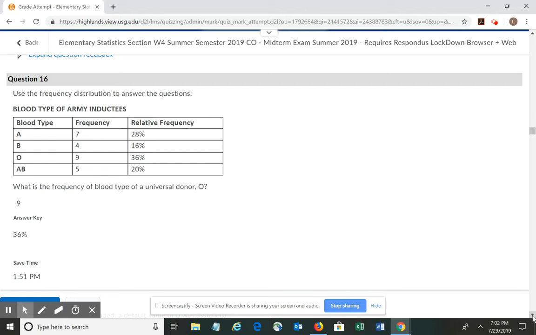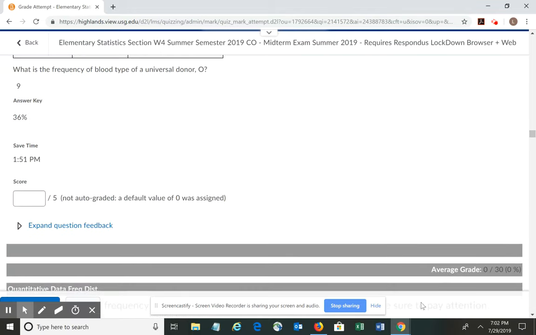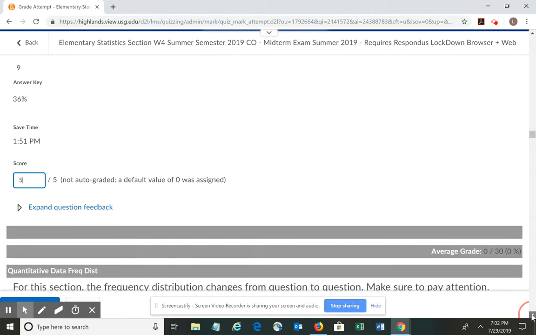Question 16. What is the frequency of the blood type of a universal donor, which is O? Okay, again, it asks for the frequency, which would be 9. Again, the answer key is incorrect. It gives you the relative frequency. She got it right. That's worth 5 points. We add those points in.